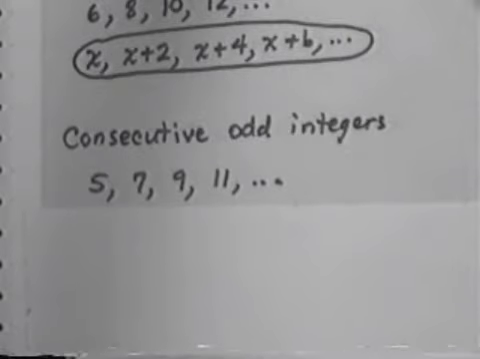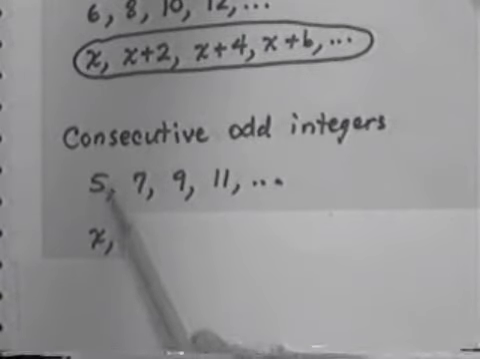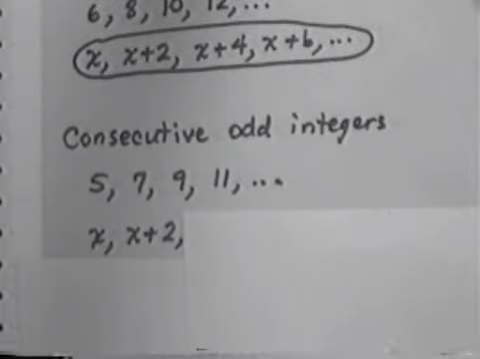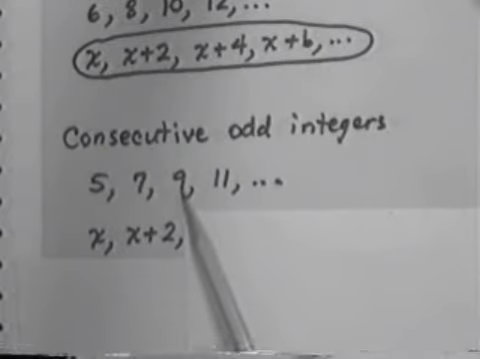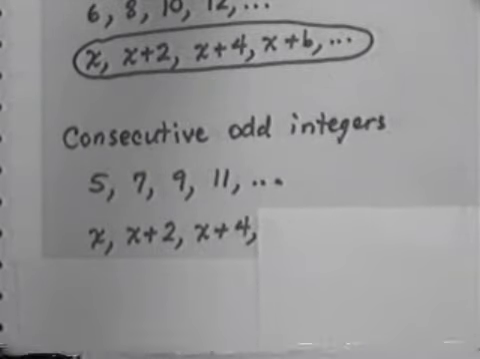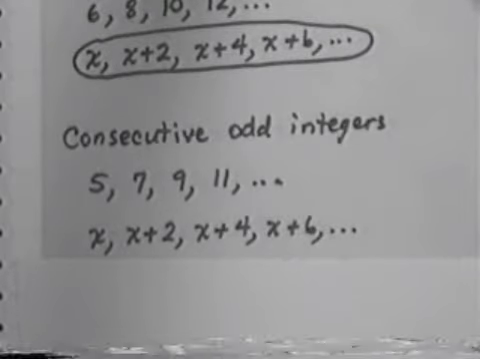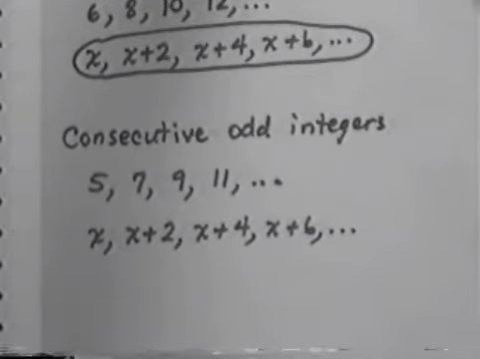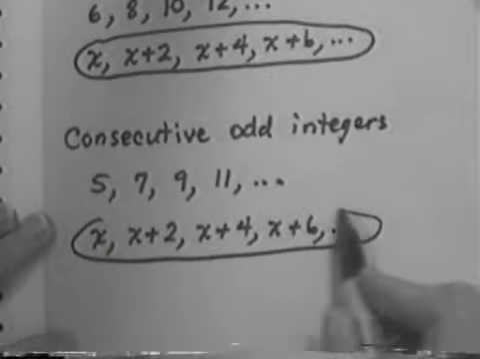For formulas, we'll start with x, of course. Then how do we get to the next odd integer? What do you add to 5 to get to 7? Well, you add 2. And so x plus 2 is the next one. And then to get from 7 to 9, we add 2 again. Add 2 again, we get x plus 4. Add 2 again, we get x plus 6, and so on and so on. And so the formulas for consecutive odd integers will be x, x plus 2, x plus 4, x plus 6, and so on.